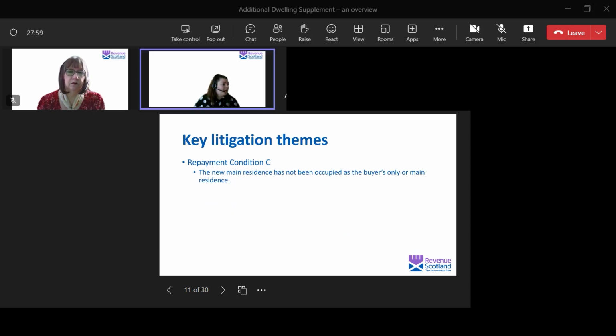And then repayment condition C, a little bit more straightforward, but we do still see issues here. It's that the new main residence has to have been occupied as your own or main residence. So we see situations where that isn't the case. They've bought a dwelling and actually they haven't resided in it as their only or main residence and they can't get the repayment.